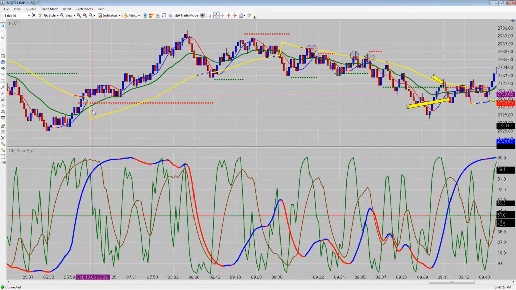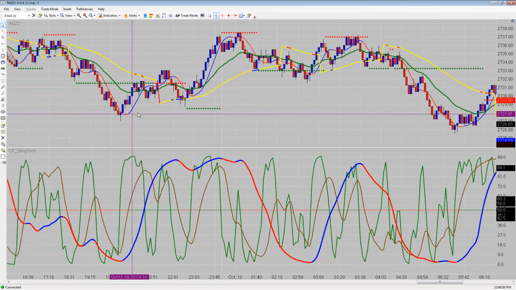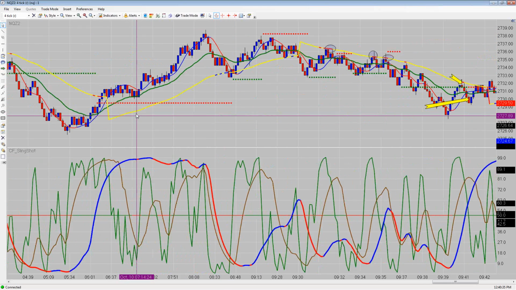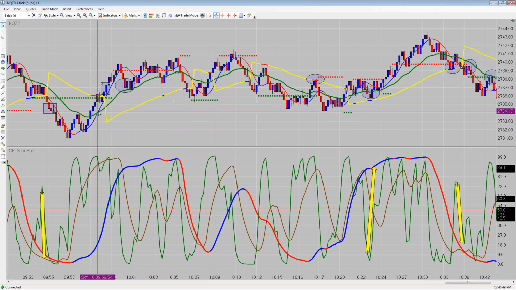Let me just find one. Okay, well, there are going to be times. Just take my word for it. There are going to be times where it breaks it and it doesn't really go anywhere. And even using that as a precaution, there's still going to be times where that doesn't work out. But you can see the same stuff over and over again.